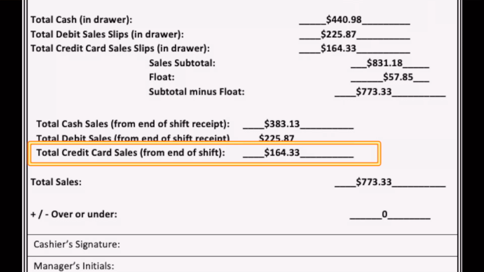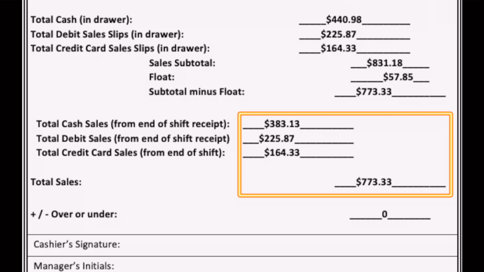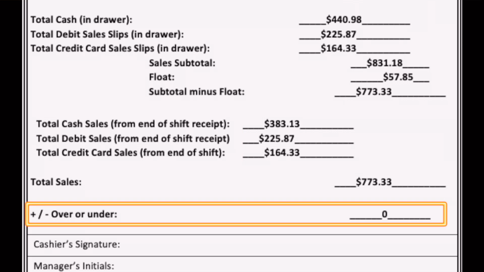Total cash sales plus total debit sales plus total credit card sales equals total sales. Is this number the same as the subtotal minus float? If yes, great job! The cash drawer is balanced. If the total sale is different from the subtotal minus float, you must write by how much in the over or under column. If you are over or under, talk to your manager immediately. The two of you may be able to figure out the mistake.